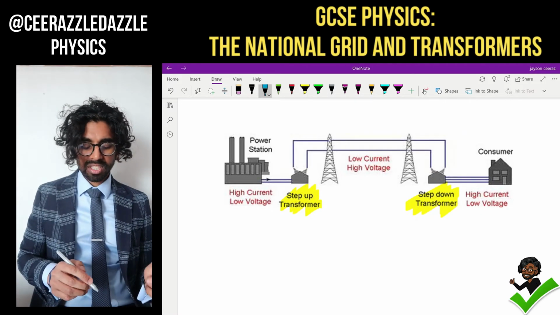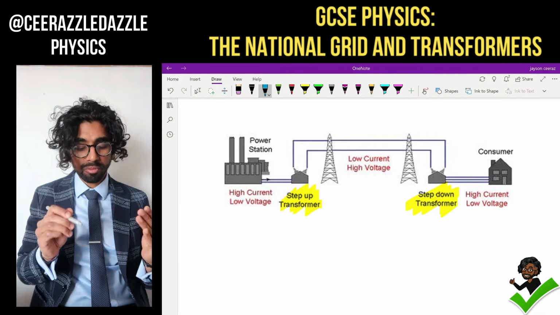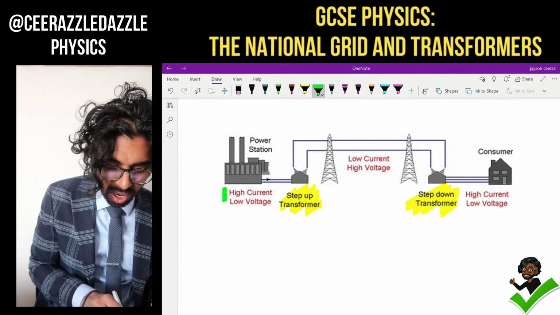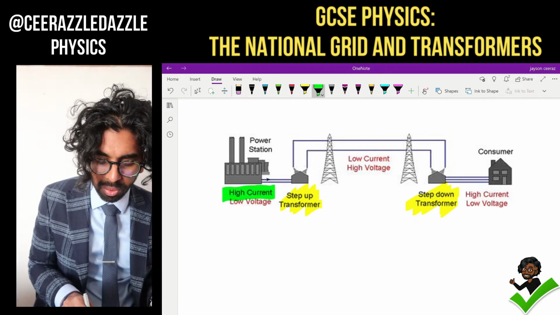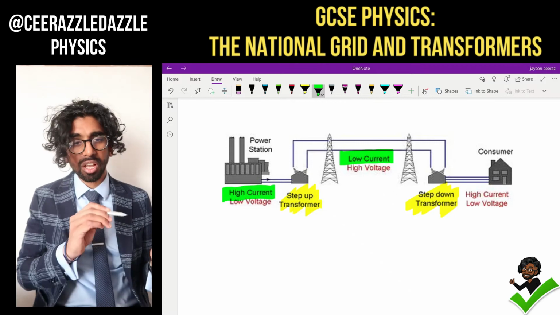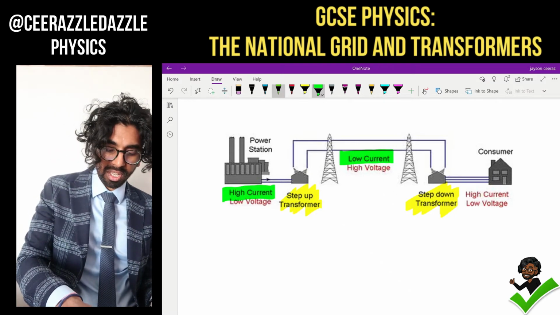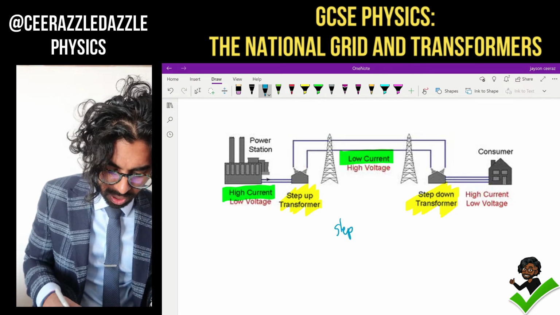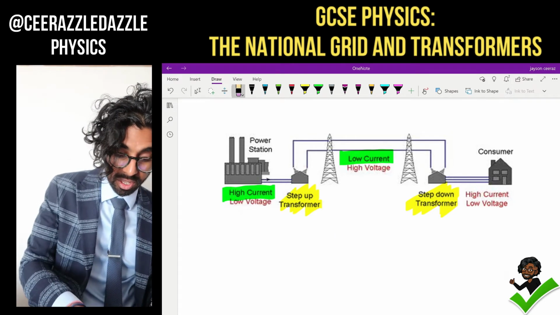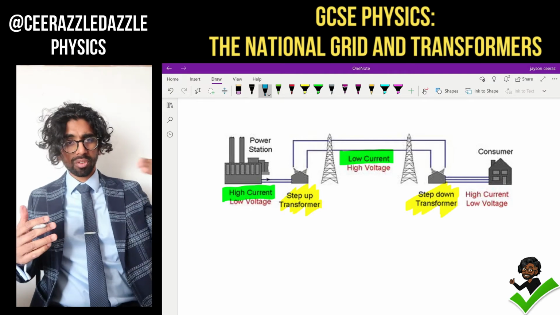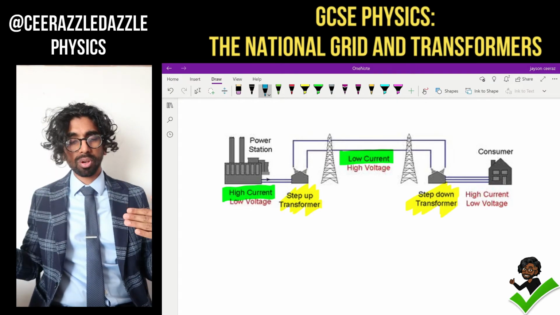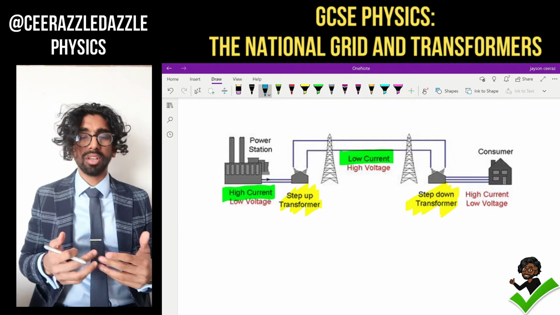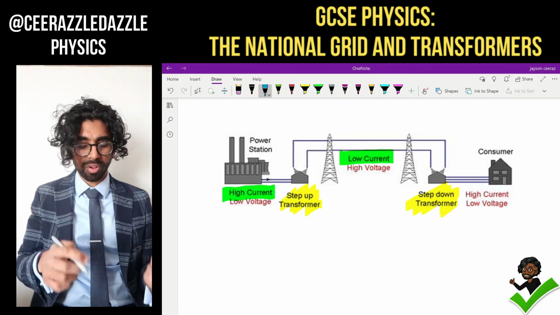Right, so what is the step-up transformer doing? It's modifying the current. So we'll look at the current for the step-up transformer. High current goes into it, and what's it doing to it? Yep, it's turning it into low current. So let's put that down. The only way it can do that is by increasing the voltage. In other words, it is stepping up the voltage.